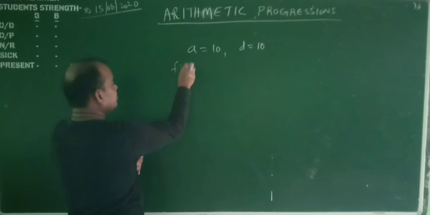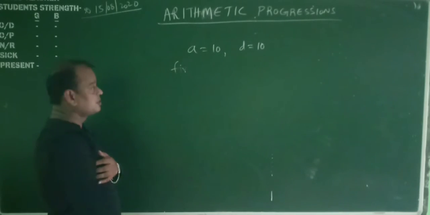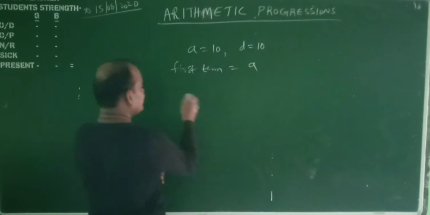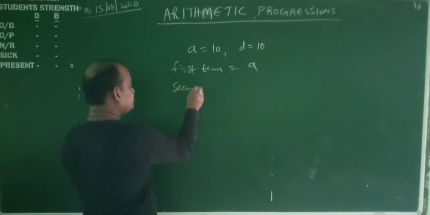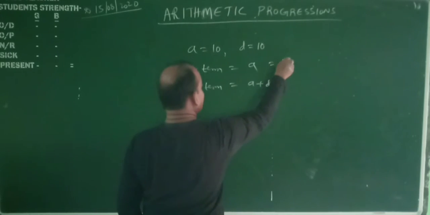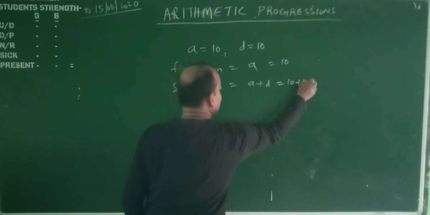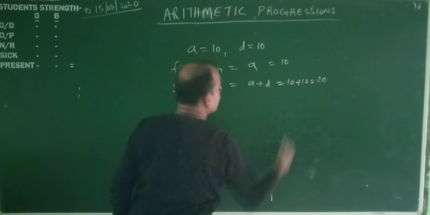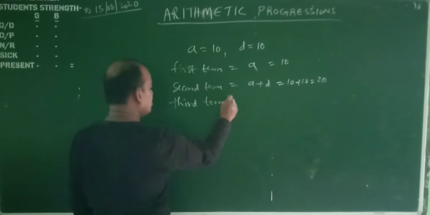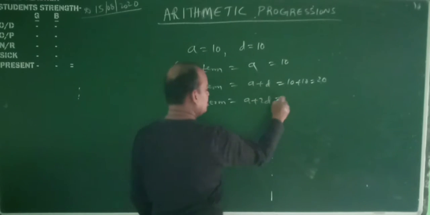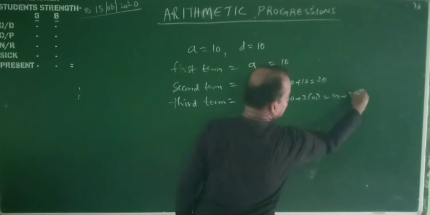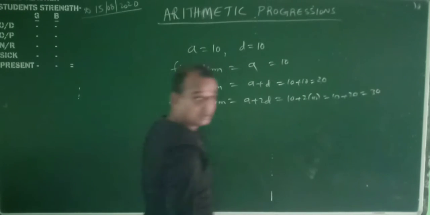Write the first 4 terms. First term is equal to A. Now second term is equal to A plus B. This is 10 plus 10, that equals 20. Third term is equal to A plus 2B, 10 plus 2 into 10, 10 plus 20, that equals 30.